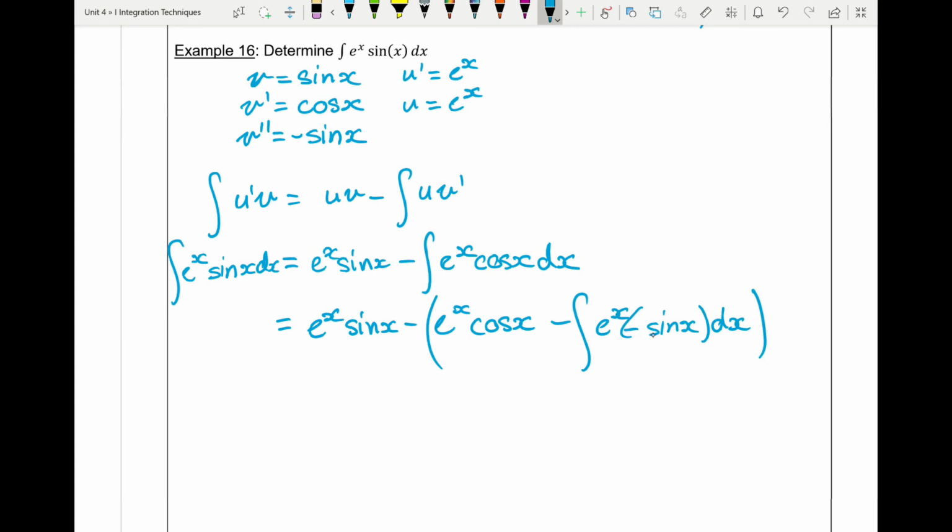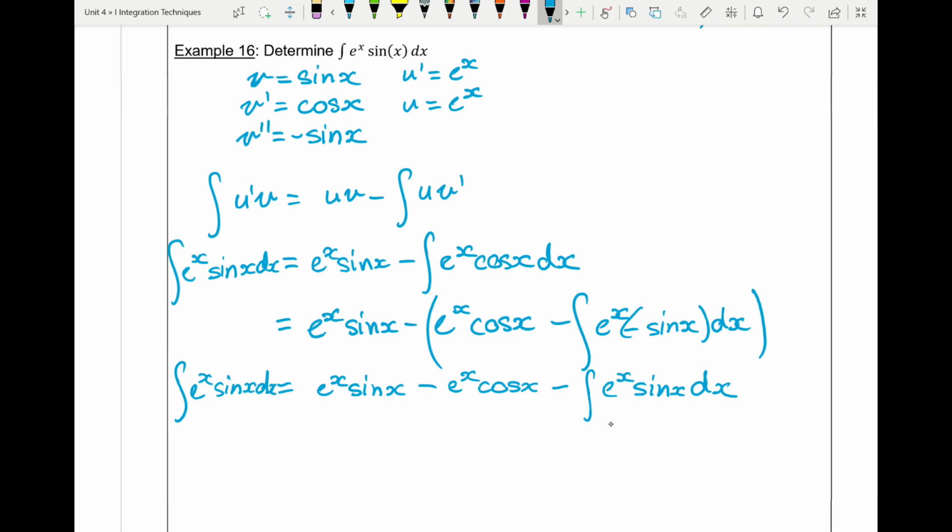If we tried to take it from the left-hand side, we'd get 0. So we have to distribute that second negative. This becomes e to the x sine of x, take e to the x cosine of x, and then minus, because we've got three negative signs, e to the x sine of x dx. So my left-hand side is on both sides. So what I'm going to do is add this term to both sides. We get 2 lots of e to the x sine x dx is equal to e to the x, let's factorize this, sine of x take cosine of x.